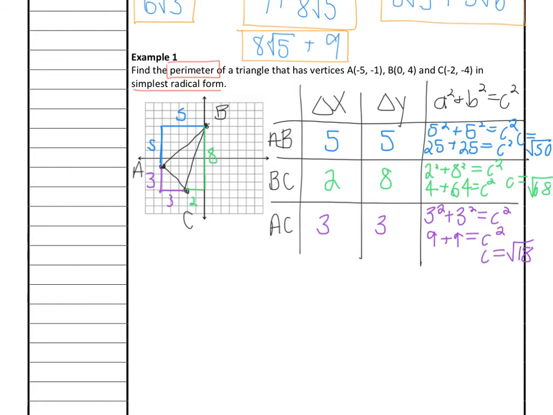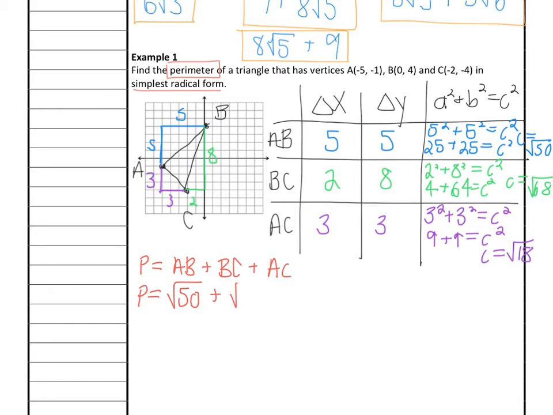So the last thing we actually have to do is go back and find our perimeter. The perimeter is equal to the length of 3 sides, so it would be AB plus BC plus AC. All right, so we know that AB came out to be square root of 50.